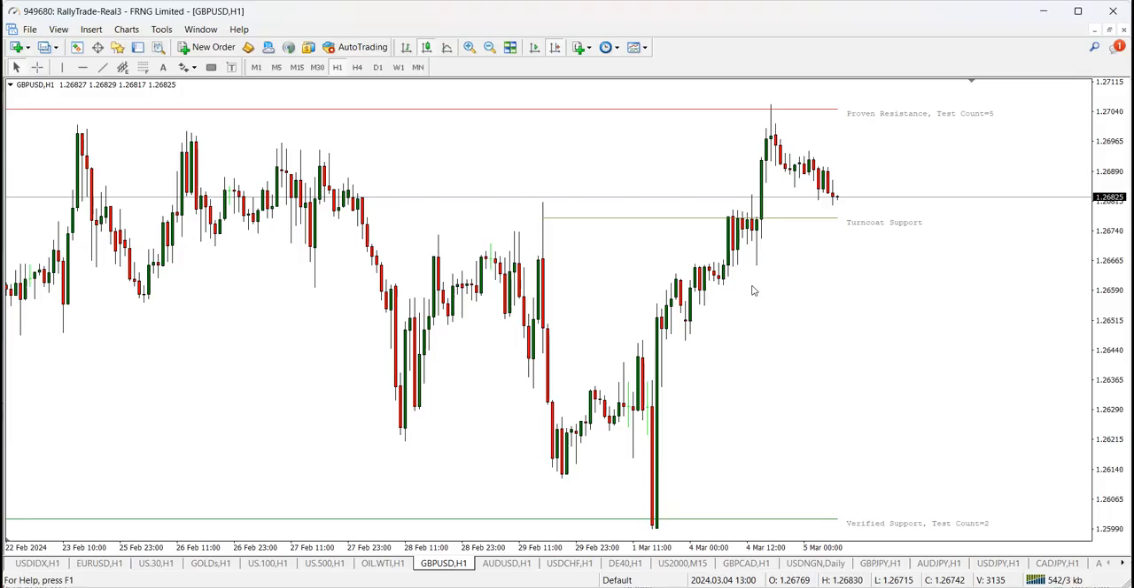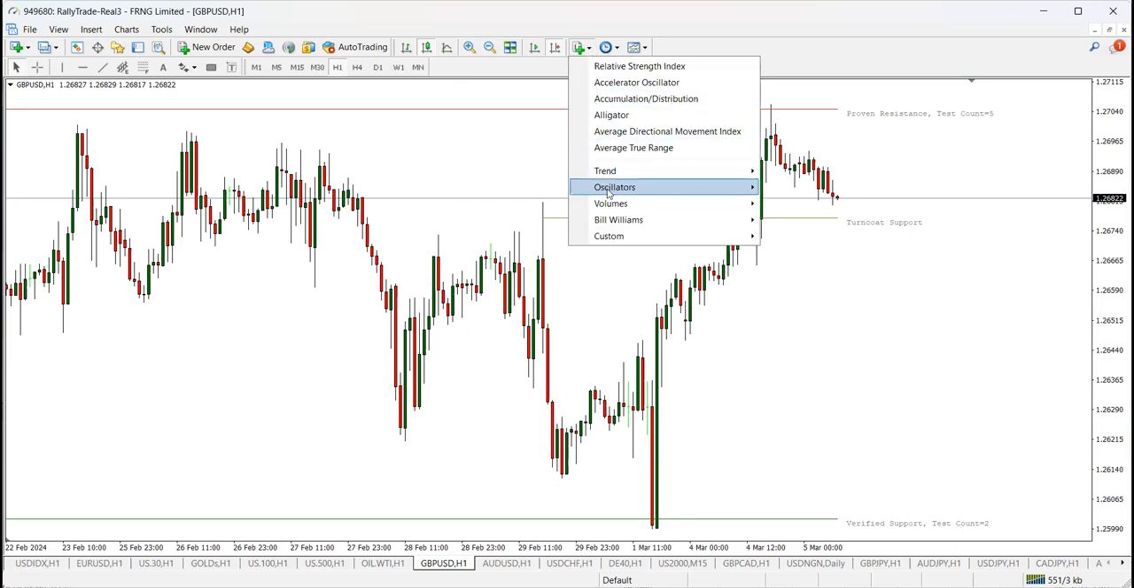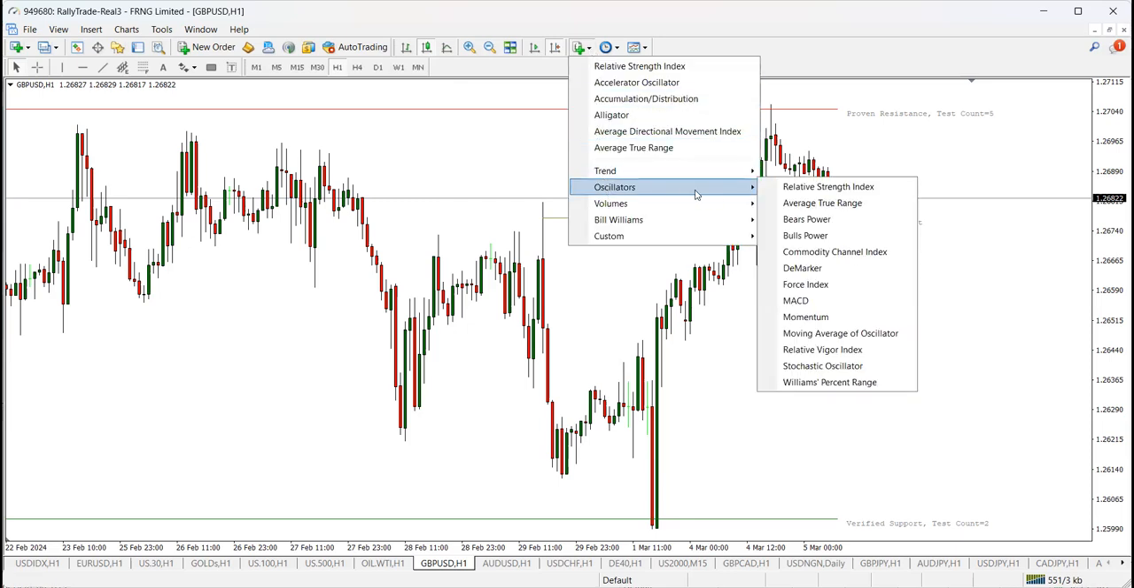So I'll just go ahead and add RSI to my chart so that I show us what it is. To do that, I just go to the indicators list, and I will search under oscillators. And here you have it, relative strength index, which is RSI.